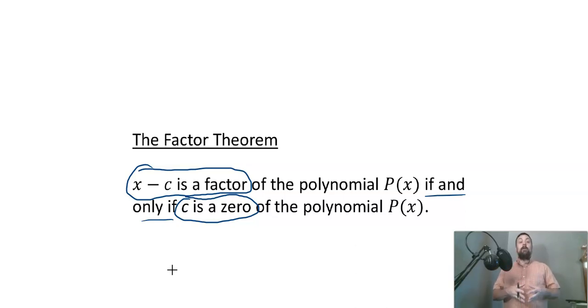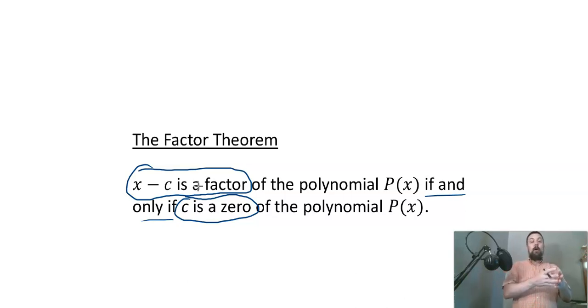But I can remember having to learn what that means because we would have to prove statements with if and only if. And it's more difficult to prove. Having that phrase there means there's two things you have to prove. You have to prove that if x minus c is a factor, then c is a 0. And you have to prove the reverse: if c is a 0, then x minus c is a factor. So if and only if means that it works in both directions. And you have to prove both of those things are true if you want to prove this statement.